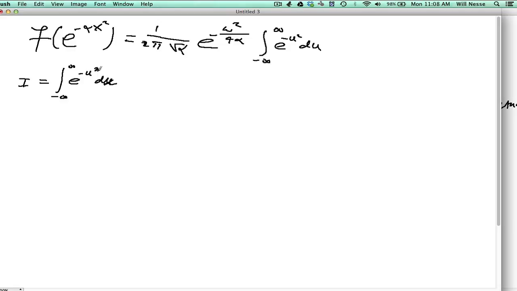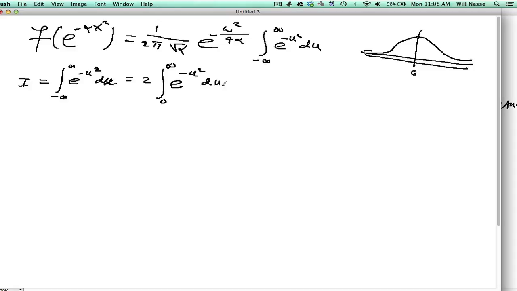du. Okay. Now a note, because this is a bell-shaped curve, it's symmetric. It's an even function, so it's symmetric about the 0 point. So I can actually just say it's 2 times just the integral on the one side. Okay, that looks good. And now what I'm going to do is square the whole thing. So I squared is equal to 4 times the integral from 0 to infinity of e to the negative u squared du.